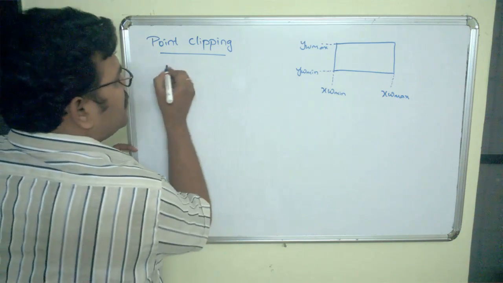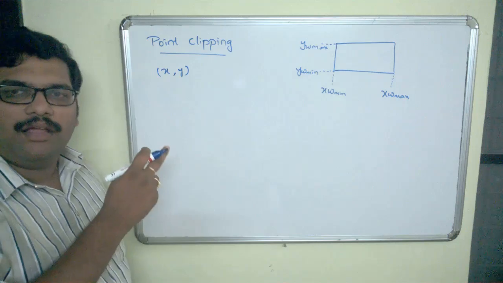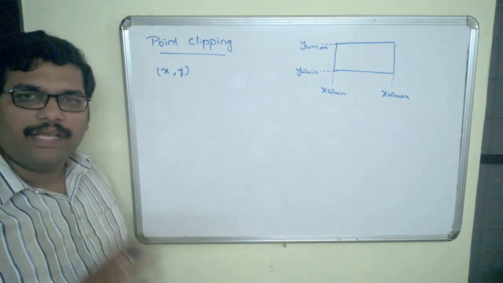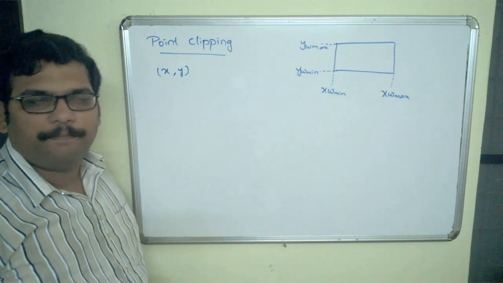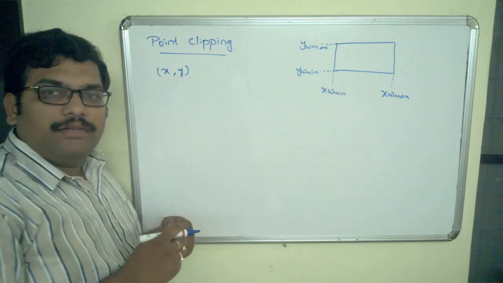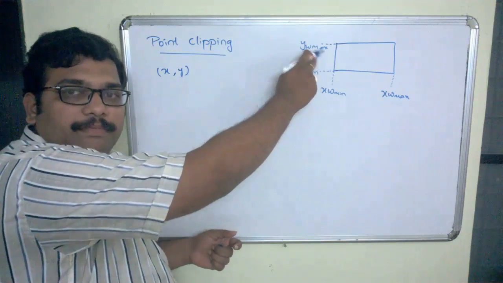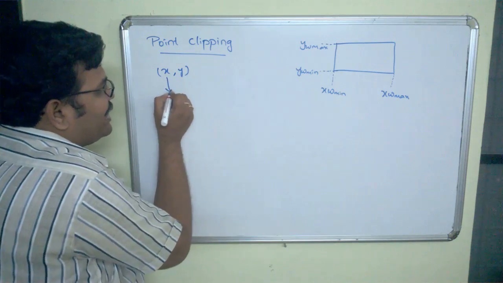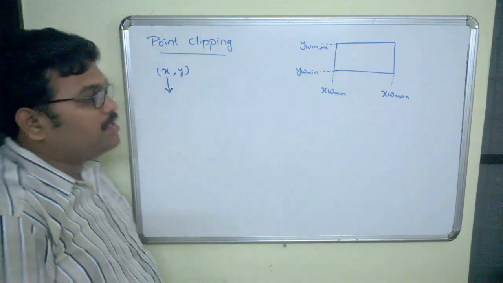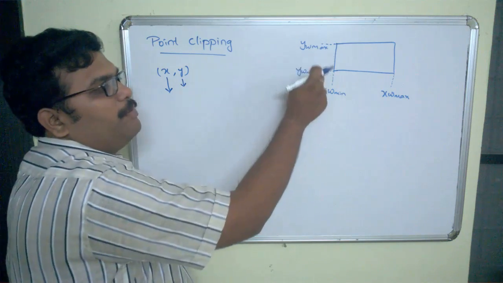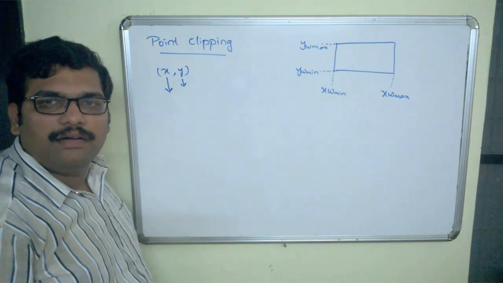So for example, let us consider some X comma Y. We need to find whether this X comma Y lies inside the window or outside the window. If this point is outside the window, we should apply the clipping. That means we just have to discard the point. So here these are the window boundaries: XW minimum, XW maximum, YW minimum and YW maximum. The x coordinate must lie in between XW minimum and XW maximum. Similarly, y should be in between YW minimum and YW maximum. So that indicates the point is within the window.